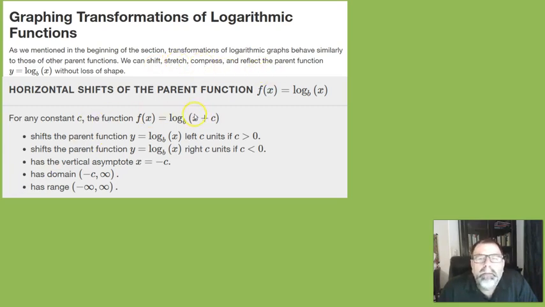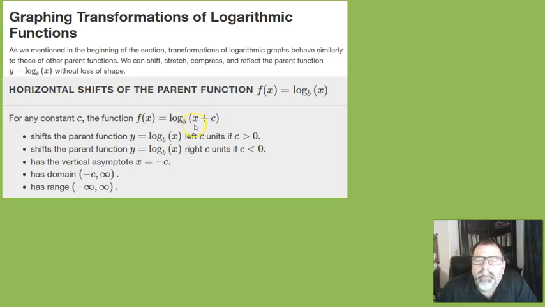Okay? So we'll start off with horizontal shifts. It's just like any function. The way I think of it is if it's acting on x, that's what does the horizontal things. So if I'm adding c units to the x before I do the function, which in this case is the log, that's what's going to shift it horizontally.